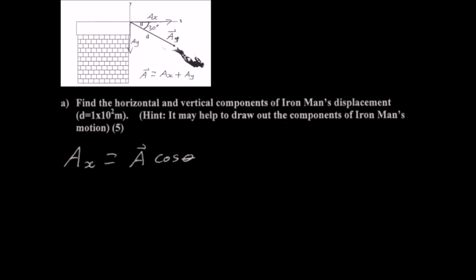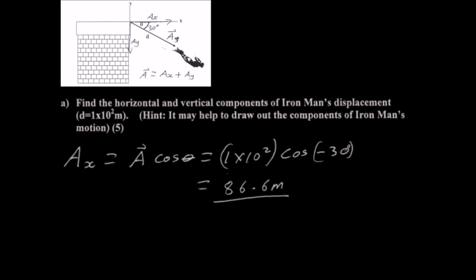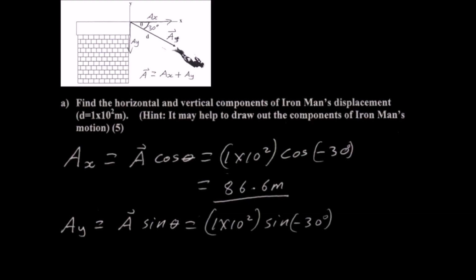So what will our x component be? A cos theta. This is 1 times 10 to the 2 times cos of negative 30, which will give us a positive 86.6 meters. So he's gone 86.6 meters in the x direction. Now AY, the component of vector A in the y direction, will be A sine theta, which will be 1 times 10 to the 2 sine negative 30, which will give us a negative 50 meters.